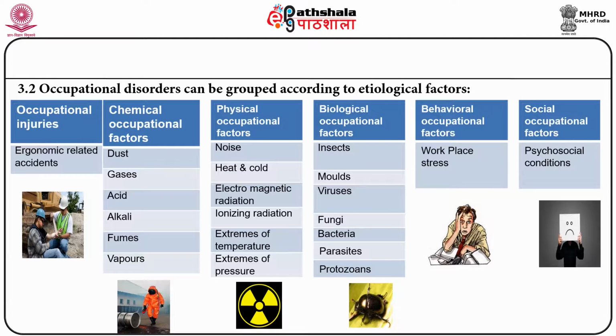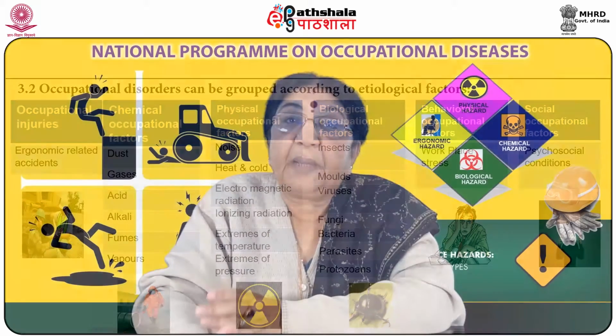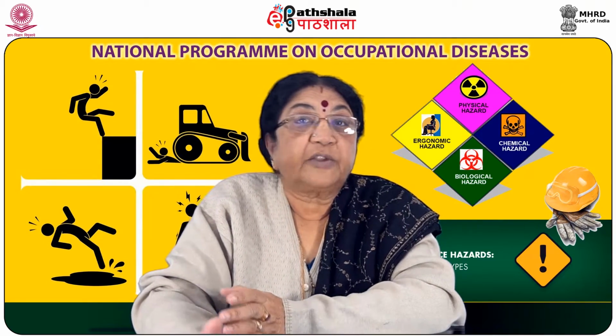Now, biological occupational factors could be insects, molds, viruses. These would come into those places where people are working in the agricultural industry, or one of the very famous examples, the tobacco industry. A word about this. The tobacco industry came from America, but it has been found that a very good variety of tobacco is being grown in the area of Andhra Pradesh and Madhya Pradesh. When the tobacco comes up and the leaves grow big and strong, they have to be picked early in the morning when they are wet with dew.